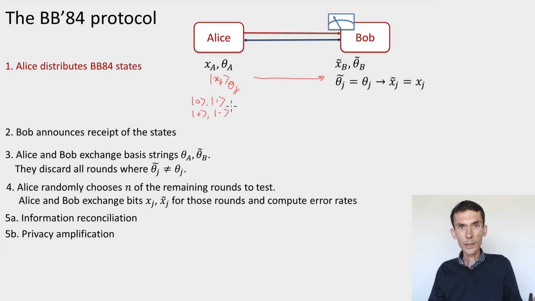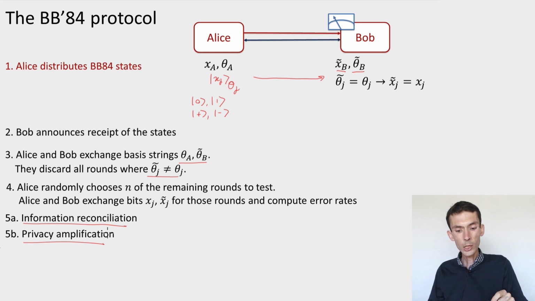So Bob declares that he has successfully received the states. He makes his own choice of a random basis, theta b, performs measurements of the states that he received in that basis, records some outcomes x. Then Alice and Bob exchange information about their choice of basis. They discard the rounds when the bases were different. Then among the remaining rounds, they choose n of these to be test rounds. In the test rounds, they check that the outcomes that they obtained were the same. They then discard those test rounds and they perform the post-processing steps of the protocol, information reconciliation and privacy amplification that you learned about in previous weeks.